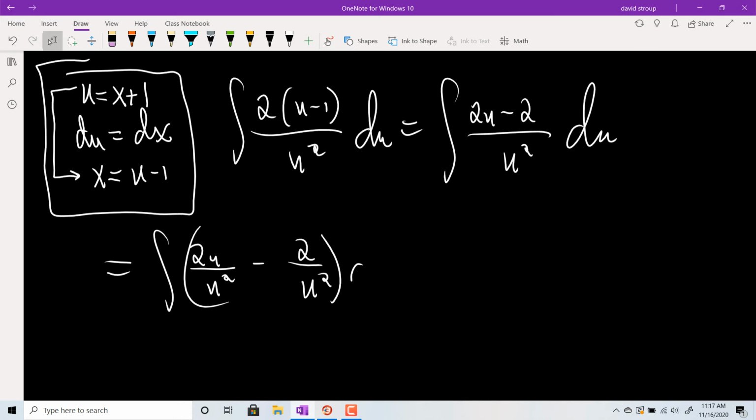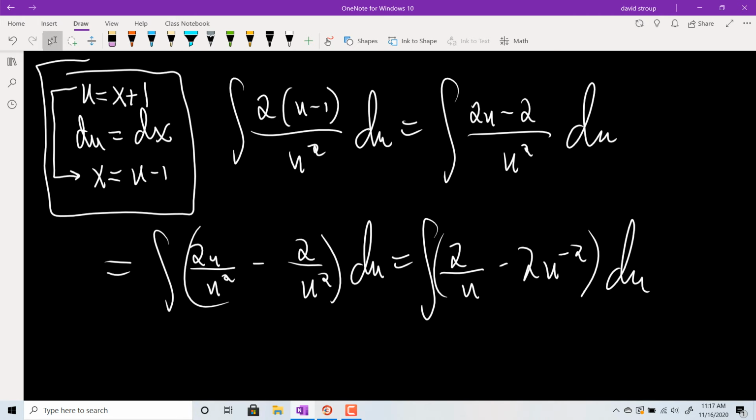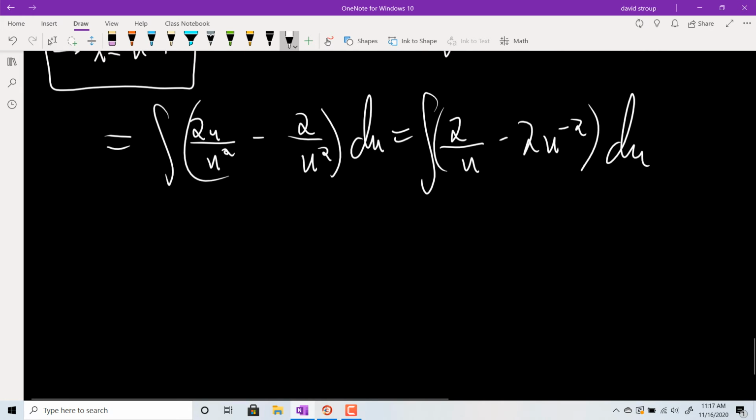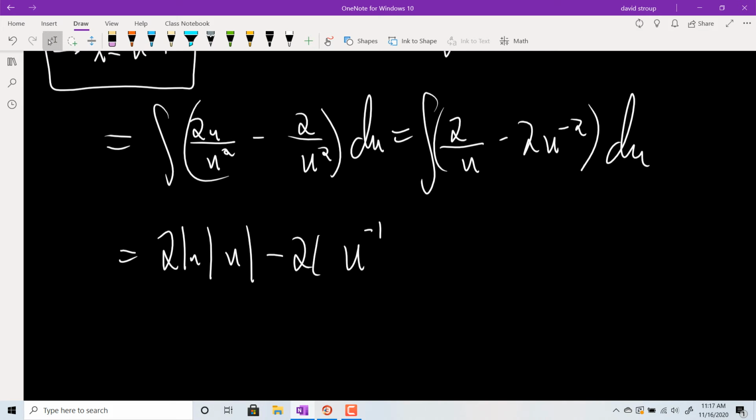Okay, simplify it. So I get 2 all over u minus 2u to the negative 2, just prepping it to do a power rule on that second term. So the first integral will be 2 ln absolute value of u. The second integral, minus 2u to the negative 1 divided by negative 1, should be just times negative 1. And then plus c, and then we need the back sub.